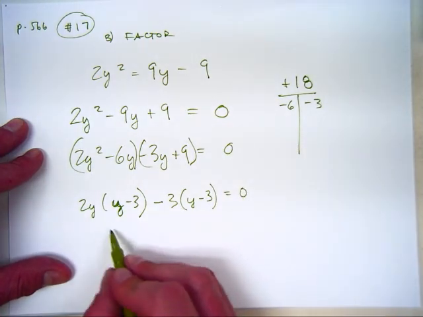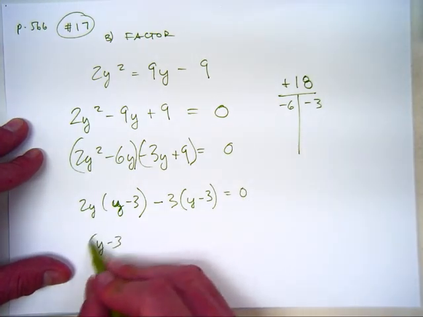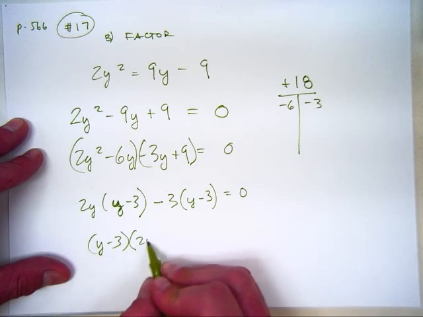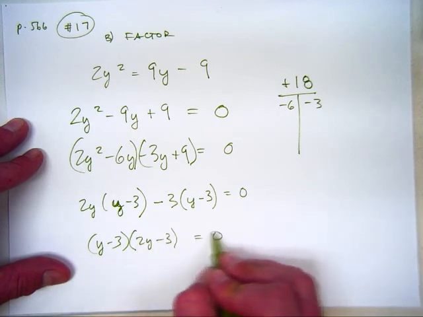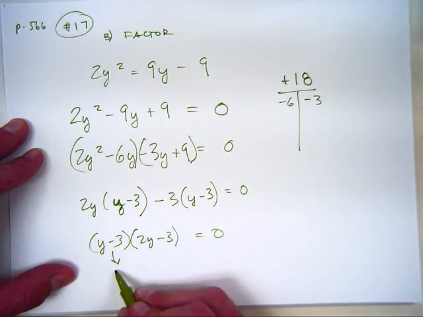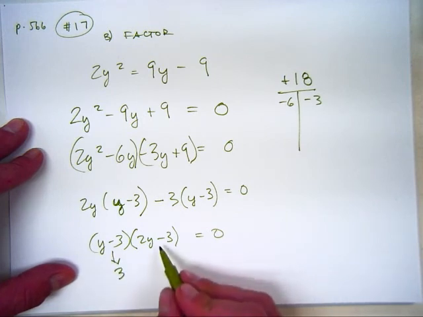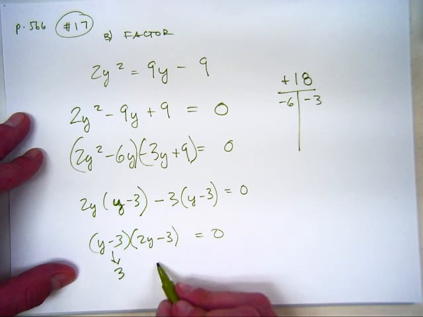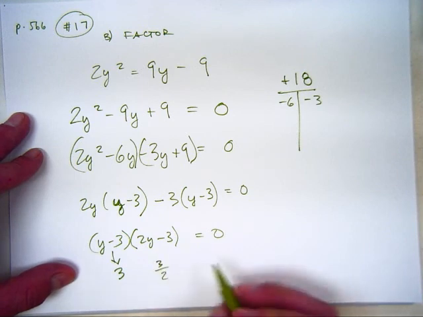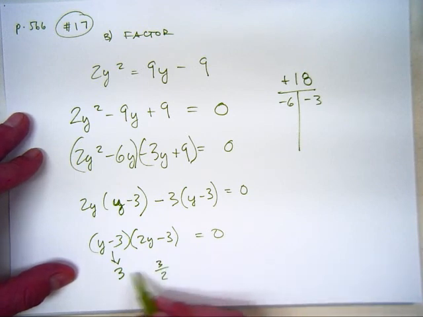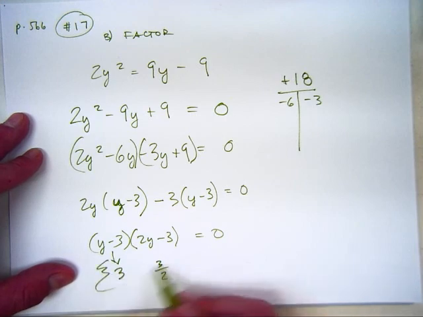I get y minus 3 quantity and 2y minus 3 quantity equals 0. My two answers are going to be 3 and positive 3 over 2, which is the same as 1.5, but I'll just write it 3 halves. So our two answers when we do it this way are the exact same as the other way.